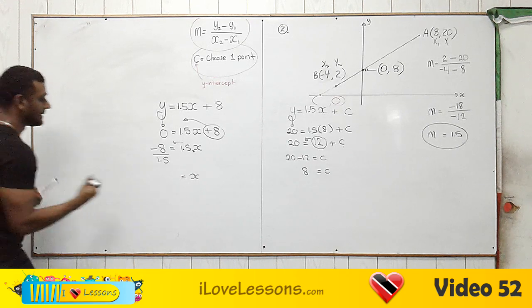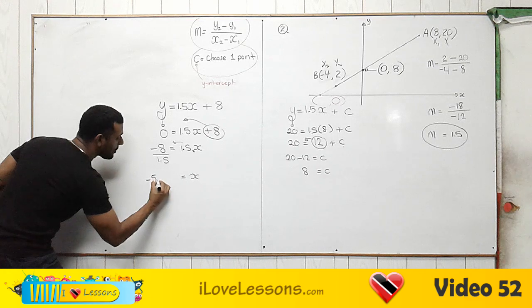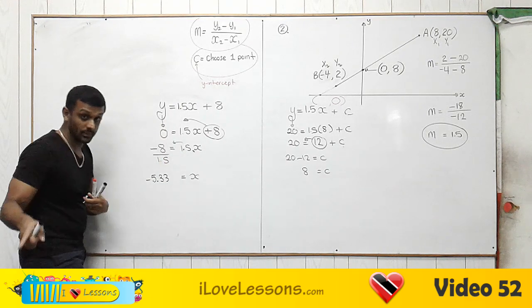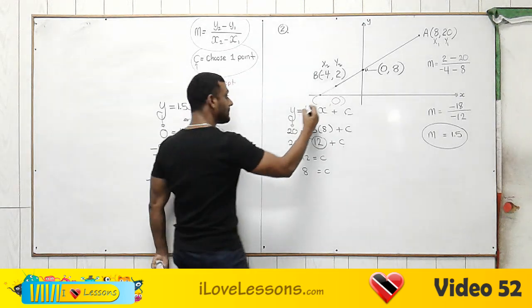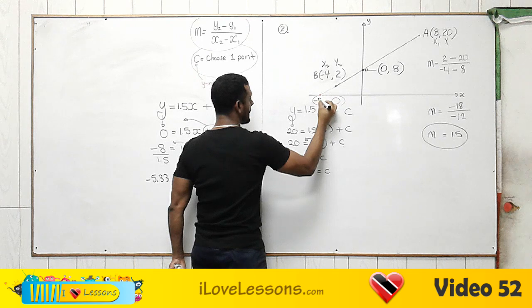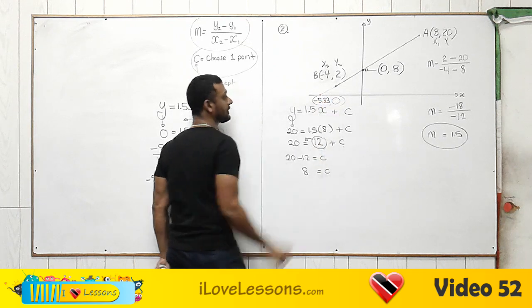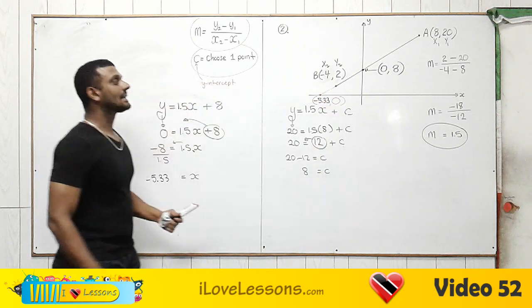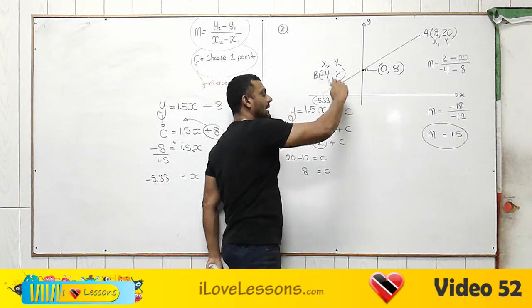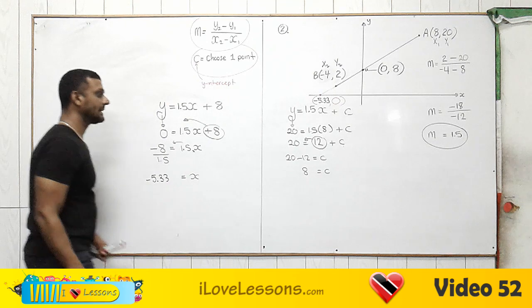And we're going to get minus 5.33. But it will go on and on and on. It's a recurring number you will get on your calculator. So that means the x value is minus 5.33. So that's how you find the coordinates of the y-intercept and the x-intercept, right?